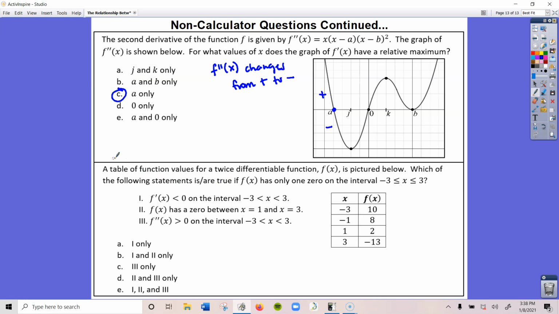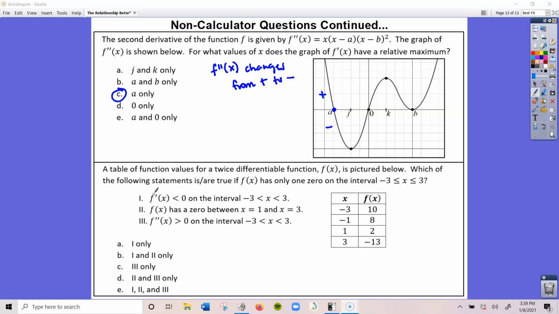Last question. A table of function values for a twice differentiable function f of x is pictured below. Which of the following statements is or are true if f of x has only one zero on the interval -3 to 3? So we're going to go through each of these options and see which are true.